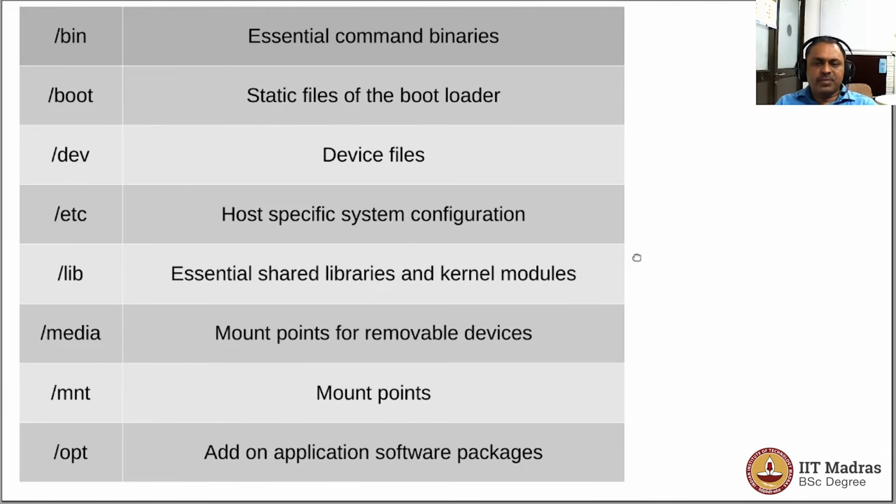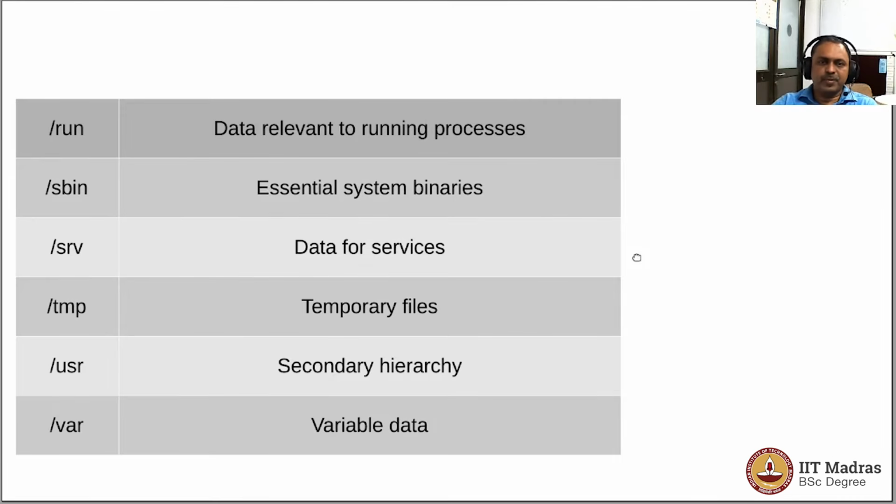/opt is a folder where application software packages are installed, particularly in high performance computing environments. Run is a file system to have the data for the running processes. Sbin is a directory where the executables meant for system administration are kept. It is expected that normal users in their routine operation of the system do not require to execute any command which is located in this particular folder. SRV is a folder that contains the data for FTP or HTTP services. TMP is a folder where temporary files are located.